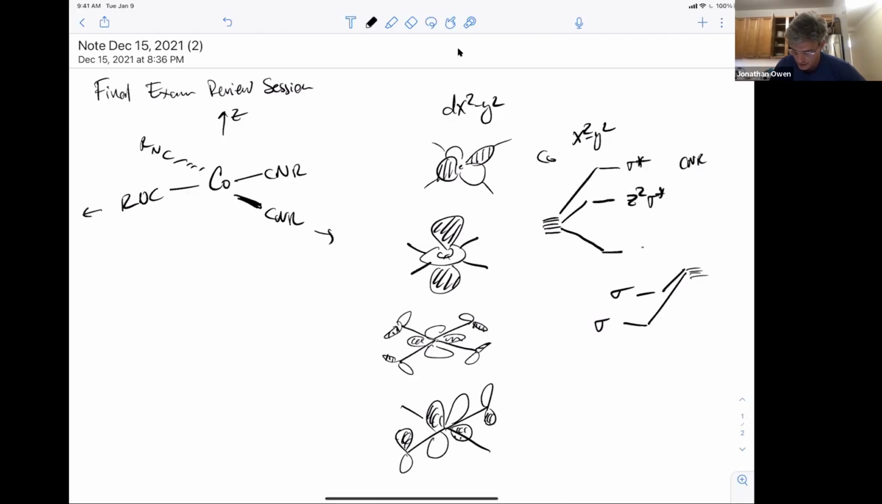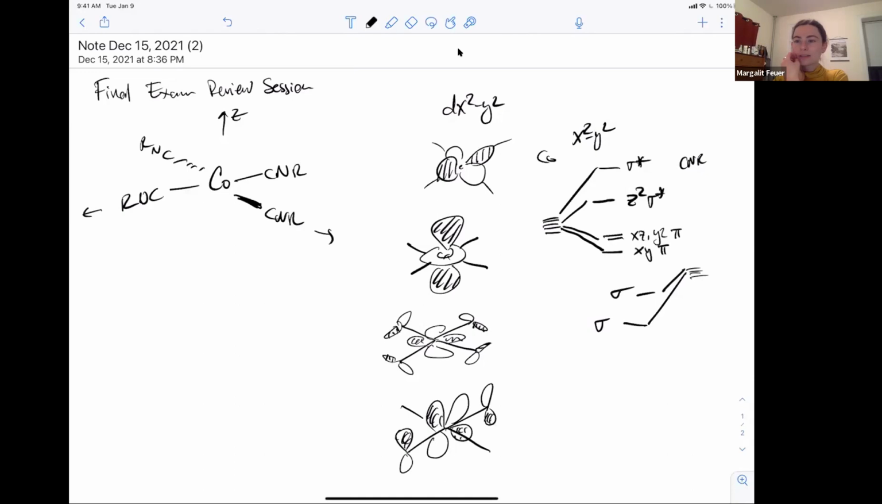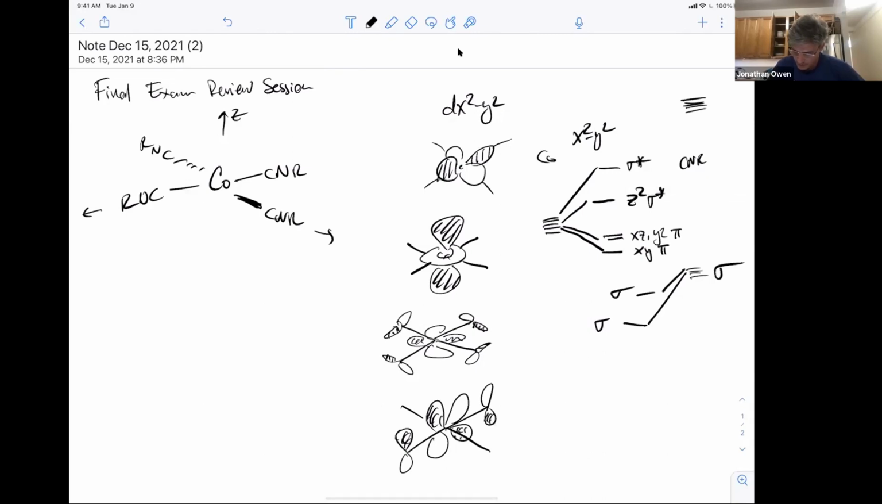So let's draw XY down here, which is going to be d pi. And then XZ and YZ is also going to be d pi. So there's your splitting diagram. And the pi stars, those are higher. Where are the pi stars? So these are the sigma orbitals here, and up here we've got 1, 2, 3, 4, 5, 6, 7, 8 pi star orbitals on the CN.